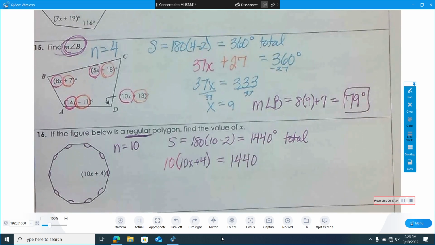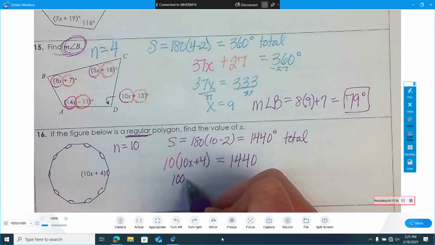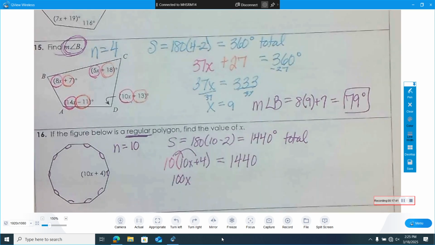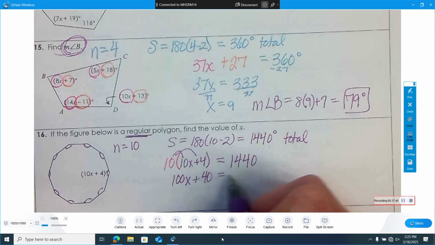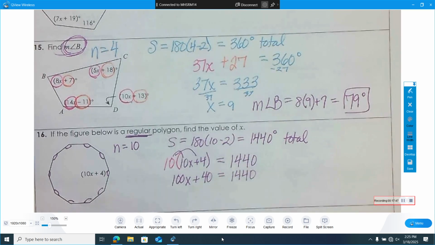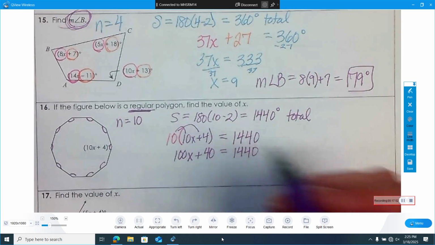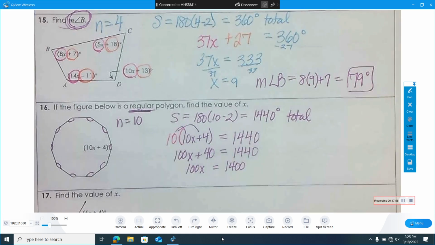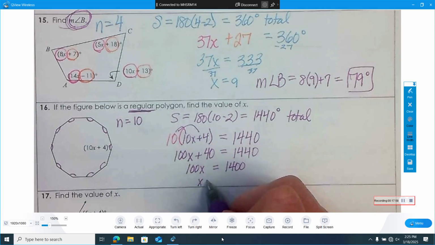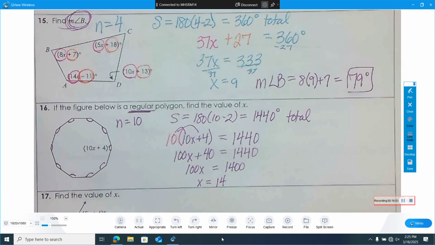Fantastic. What do you want to do next? 10 times 10. Distribute. 100x, so we're going to distribute. And 10 times 4? 40. Equals 1440. And then what? Subtract 40. We get 100x equals 1400. And then? Divide by the 100. Equals 14. X equals 14. Questions on that one?